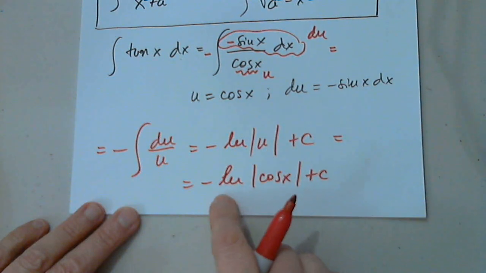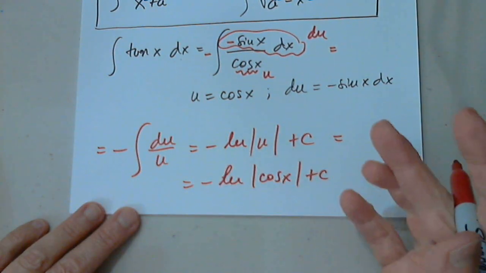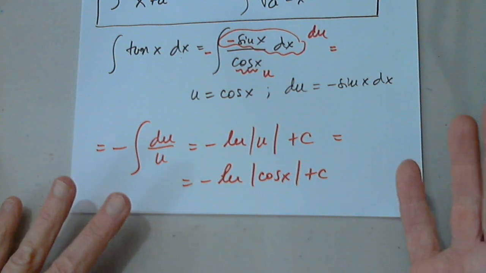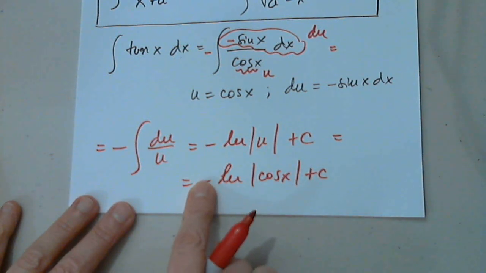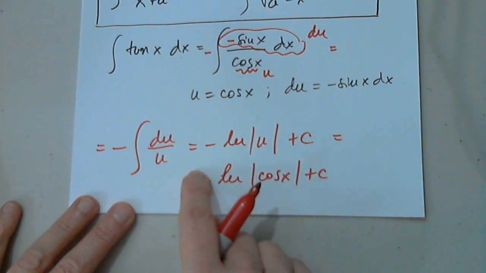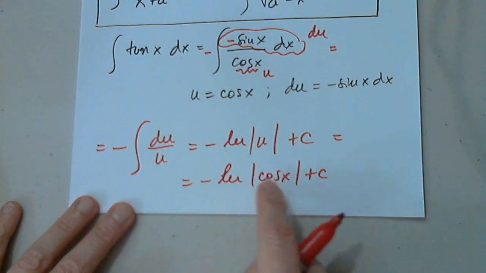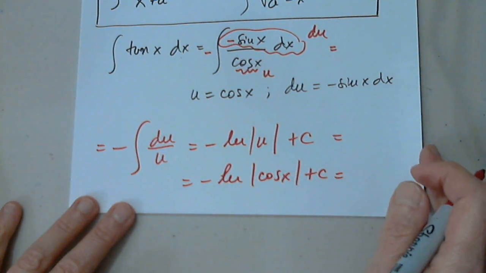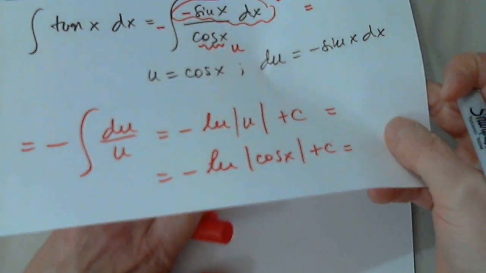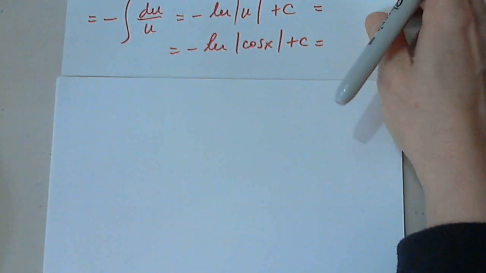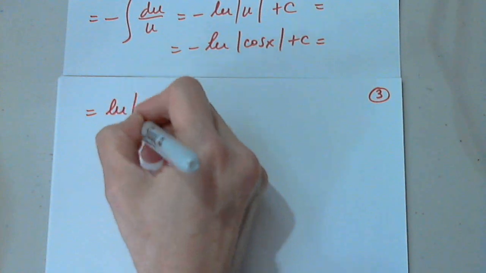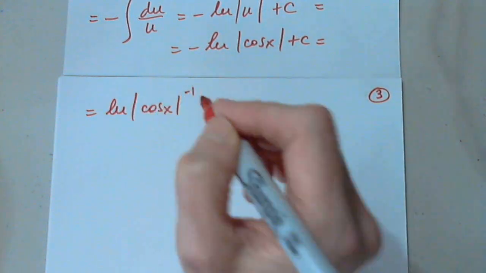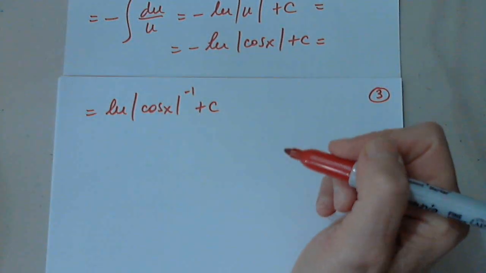We know one of the properties of natural log is the power property, so that whatever number I have in front of natural log is basically coming from the power of the expression the log is applied to. So this is the same as natural log of the absolute value of cosine x raised to the power -1 plus a constant c.